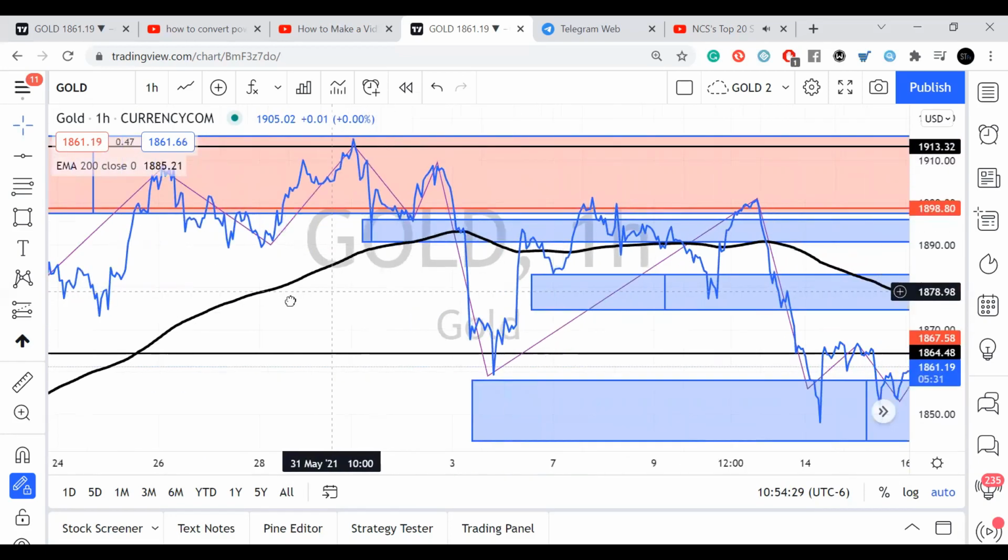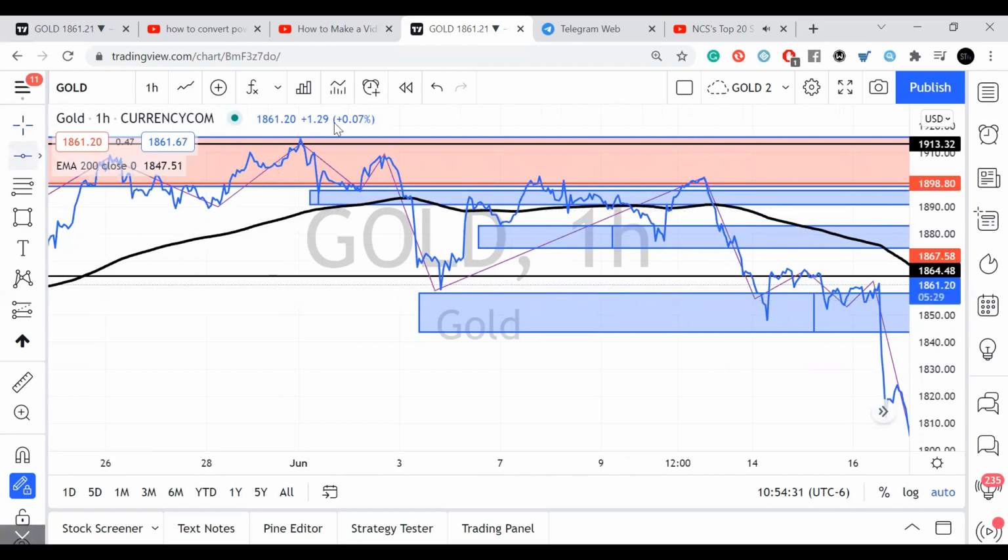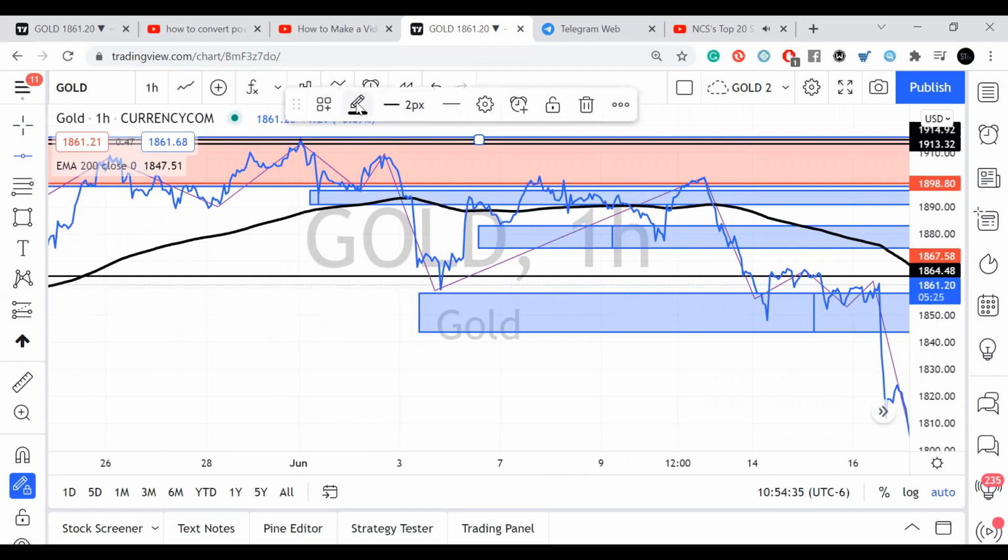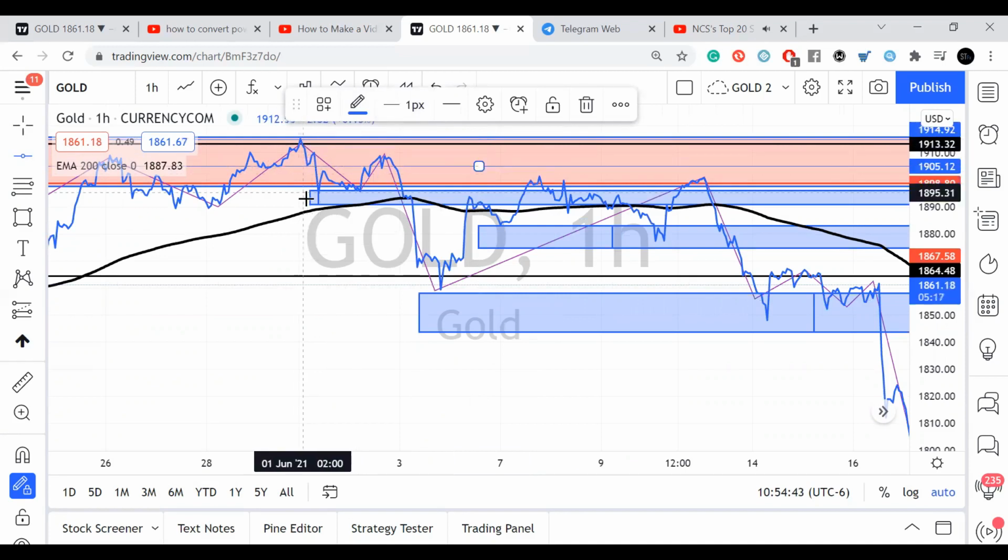All my take profits, since price is going up, I'll use the blue line. Change this to blue. From here, price drops, this is a take profit. From here, we have this take profit. From here, this is another take profit. In this case, if price comes here, price is going to drop heavy.